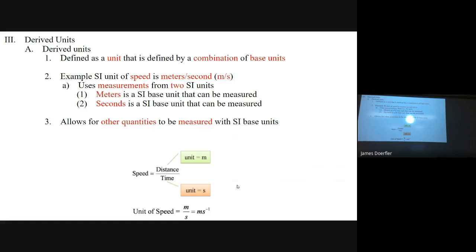Next, you have derived units, and this is what we're going to be working on when we have density. A derived unit is defined as a unit that is defined by a combination of these base units.